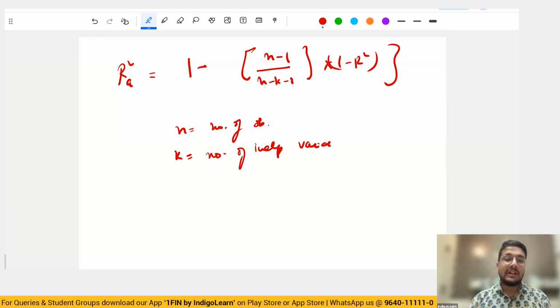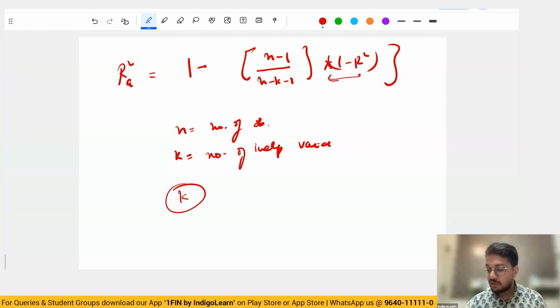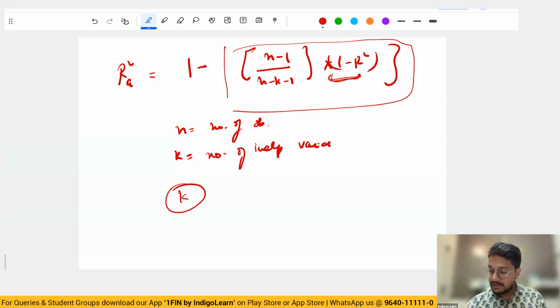So what is the specialty about adjusted R square? In the adjusted R square, if you're increasing the number of independent variables, this factor shall get increased. This part shall increase, and since it is getting subtracted from 1, your adjusted R square shall decrease.